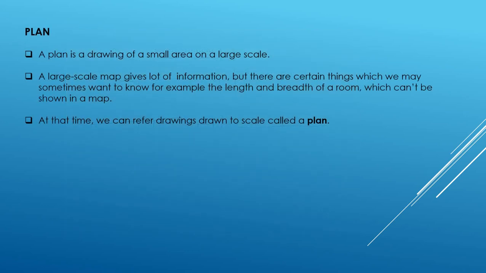And one more concept here is regarding a plan. So what is a plan? Okay, so a plan is a drawing of a small area on a large scale. Suppose a large scale map gives a lot of information, but there are certain things which we may sometimes want to know. For example, the length and breadth of a room, which can't be shown in a map. These things in detail you can't show in a map, so that's why we make a plan. At that time we can refer to drawings drawn to scale called plans.